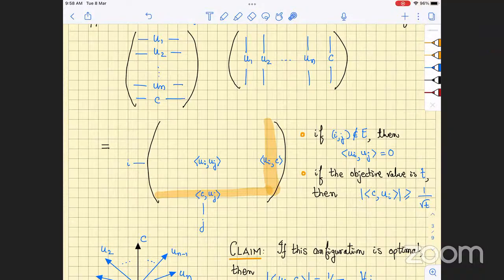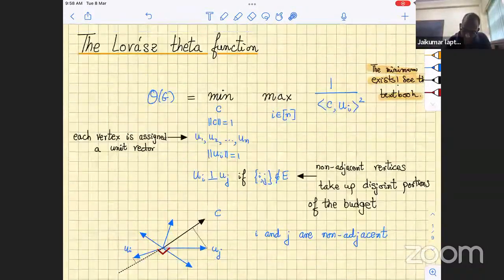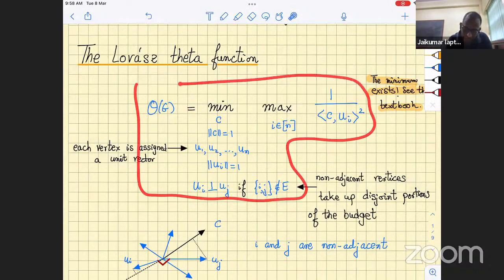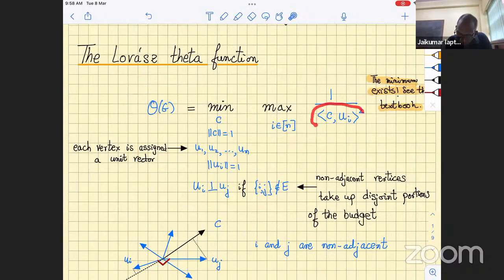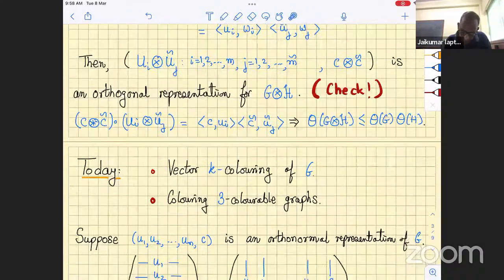Jaykumar, by objective value, do you mean Lovász theta value? Lovász theta value, sorry. So I'm thinking of this as some sort of a semi-definite program, although I have not written it as a semi-definite program. It turns out, so this particular quantity, let us call that t, and then the denominator, I should think of it as 1 over square root t. That's what I meant to write here.